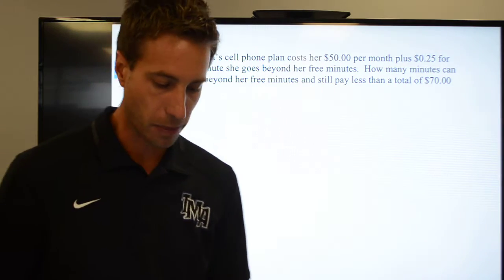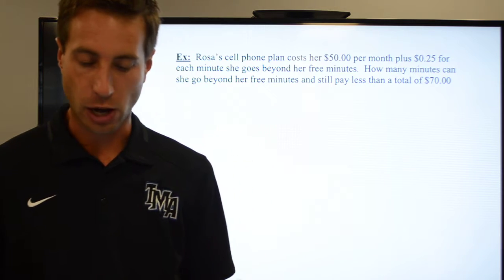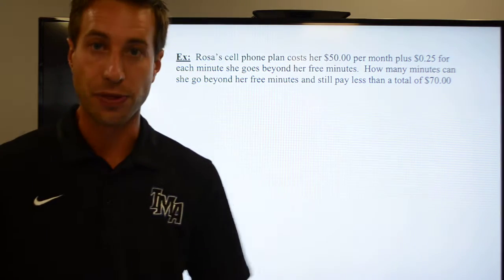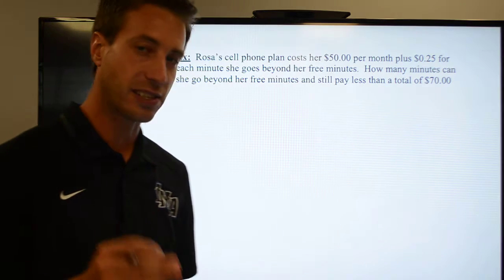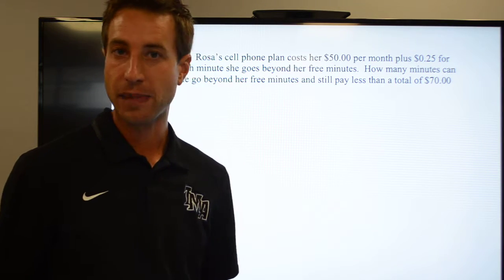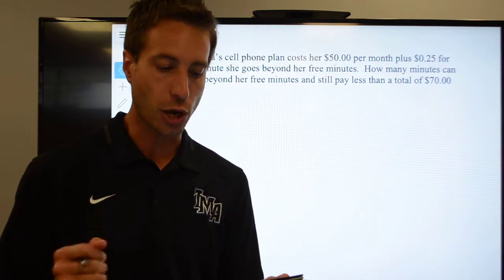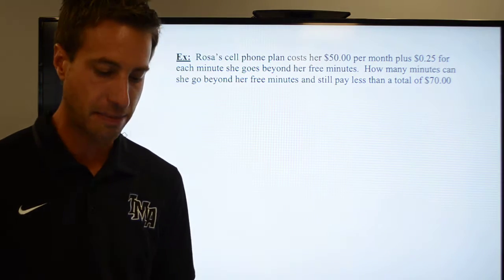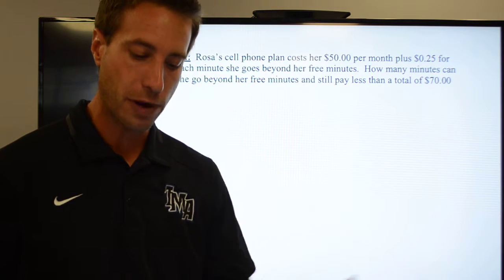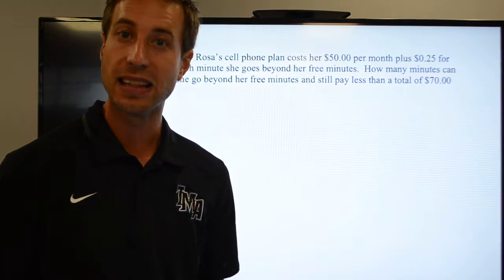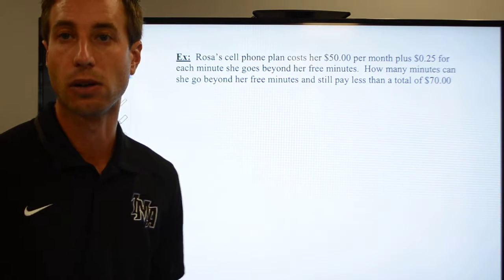Let's read the word problem. Rosa's cell phone plan costs her $50 a month, plus she's charged an additional 25 cents for each minute that she, being Rosa, goes beyond her free minutes. How many minutes can she go beyond her free minutes and still pay less than $70 a month?